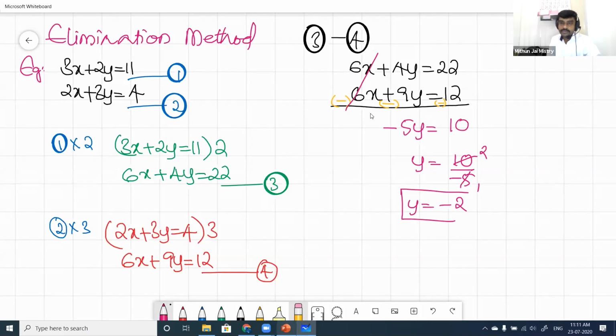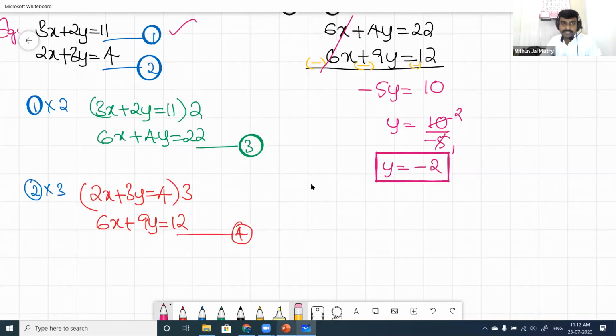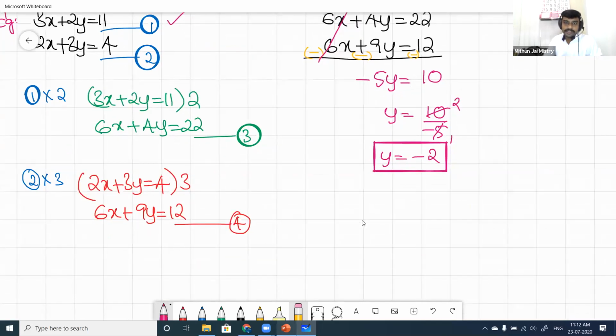Now, this y is equal to minus 2, you can substitute in equation 1 or you can substitute in equation number 2, 3 or 4. Whichever you feel comfortable, you substitute. I am comfortable with equation 1, so let me do that. Here I will be writing: substitute y is equal to minus 2 in equation number 1.